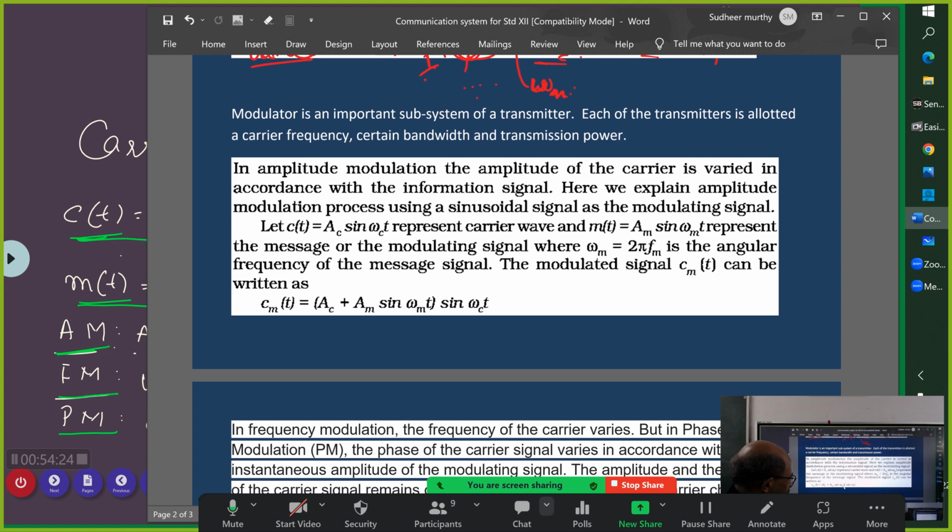So you are going to do this mathematics inside the modulator. The modulator will perform this mathematical function. It will take this Ac, add it to Am sin omega m t, and multiply it with sin omega c t. This is precisely what happens inside the modulator. And this mathematics is done using transistors, diodes and resistors. Got it?